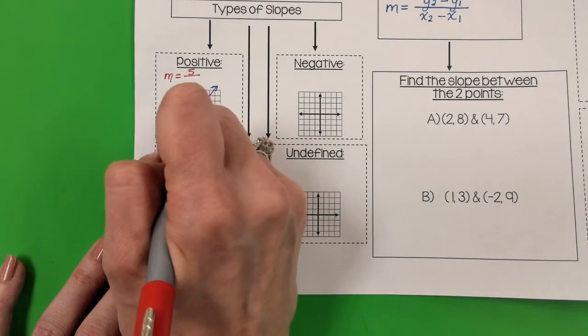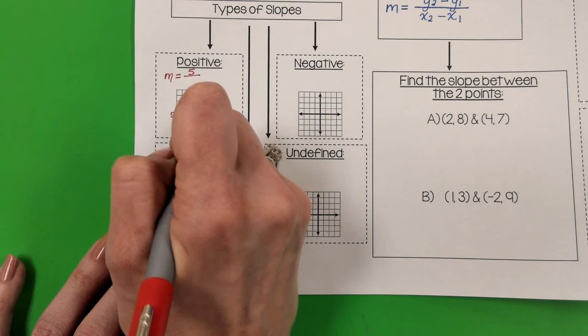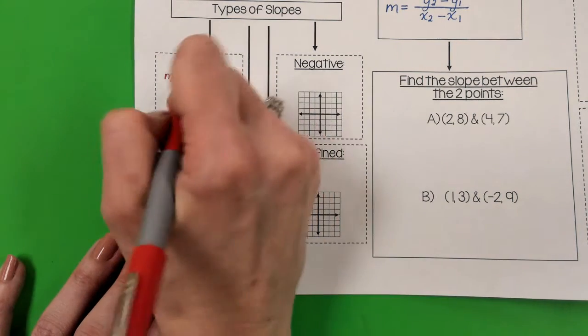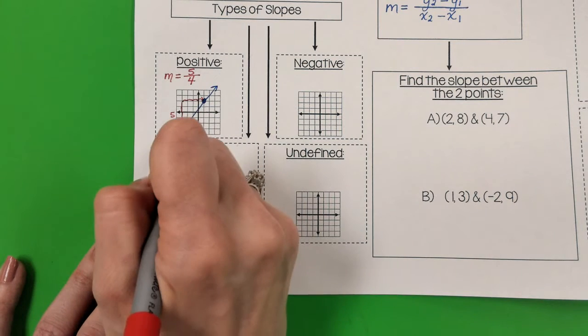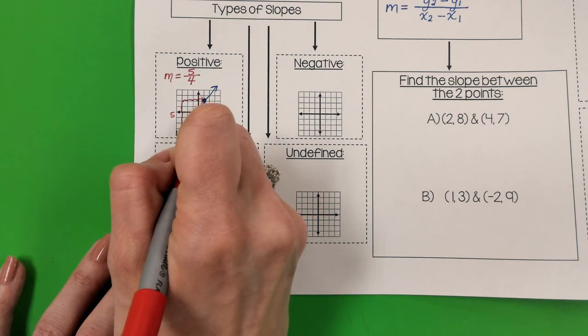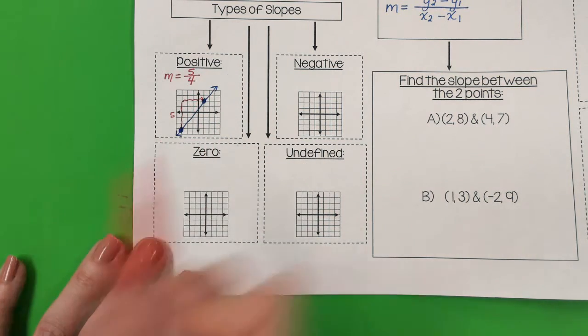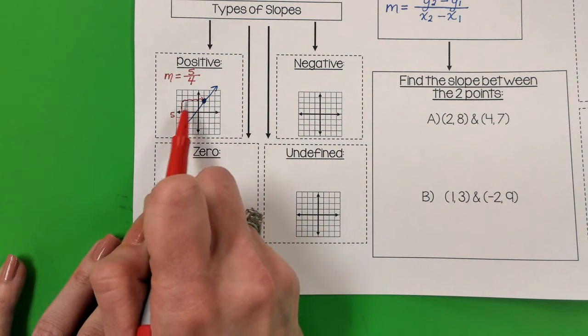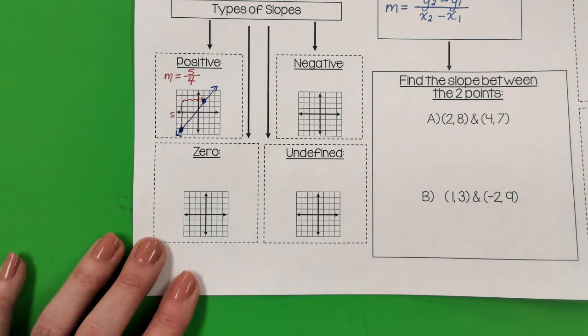And then we count over. We have to go 1, 2, 3, 4 units to the right. And so our slope is 5/4, which means to get from point to point on the line, perfect points, you have to go 5 up, 4 over, 5 up, 4 to the right, and that's a positive slope.